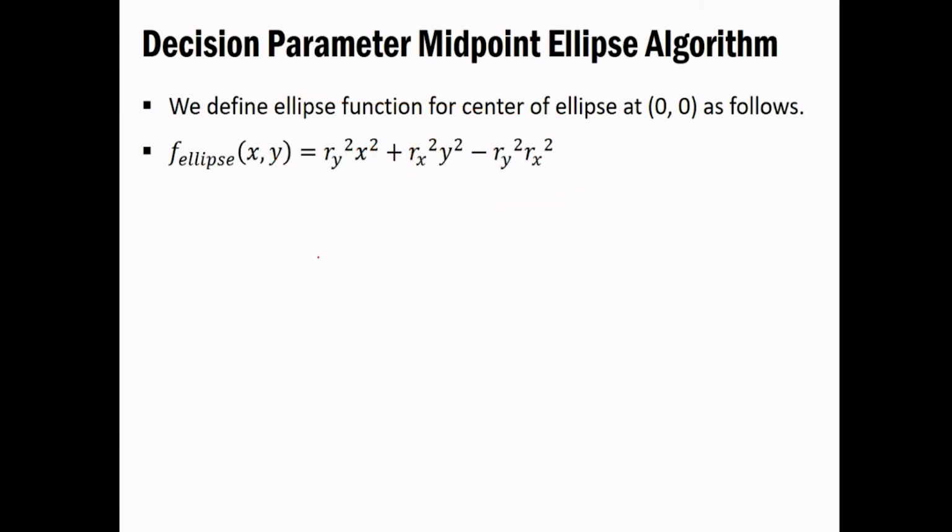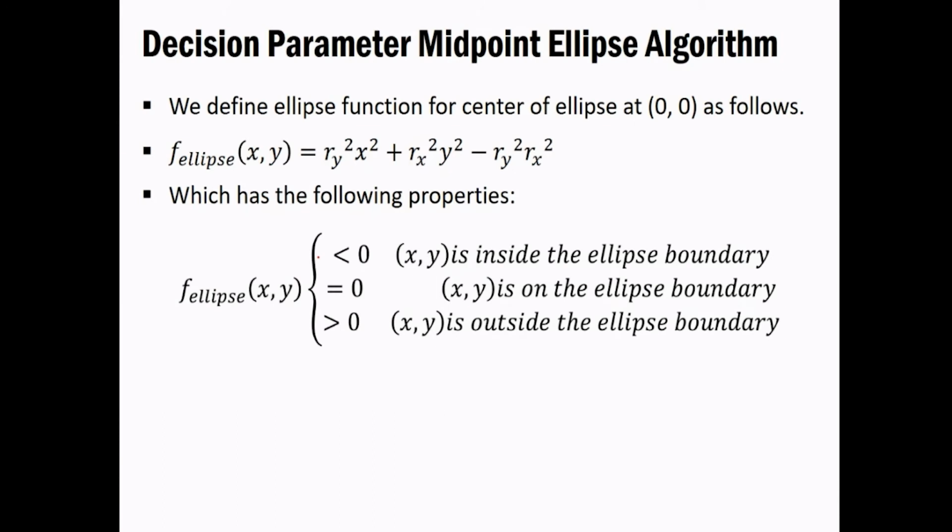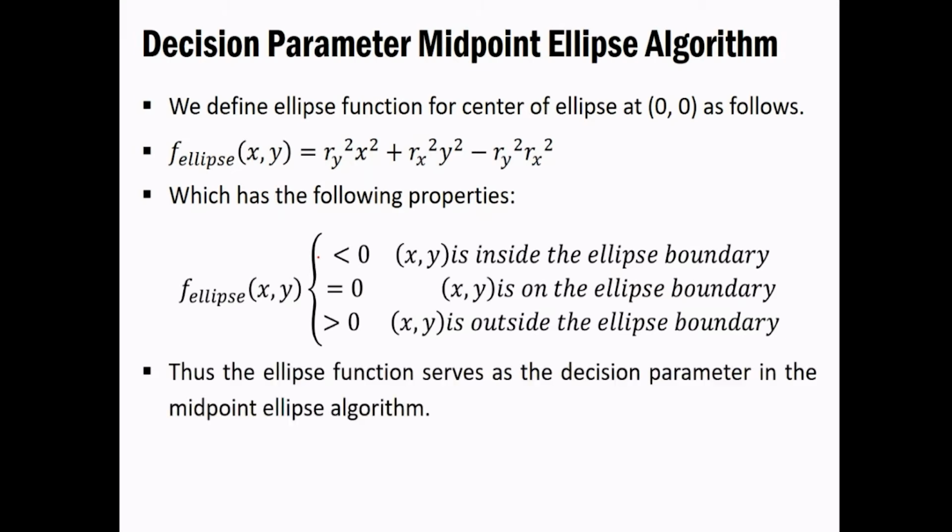We have the following properties. If the value of this function is less than 0, then the point is inside the ellipse boundary, and you'd be making a decision based on this. If it is equal to 0, then what? If it is greater than 0, then what? We have seen this scenario in the circle generation algorithm also, and a similar thing will be followed over here. So it serves as the decision parameter in the midpoint ellipse algorithm.